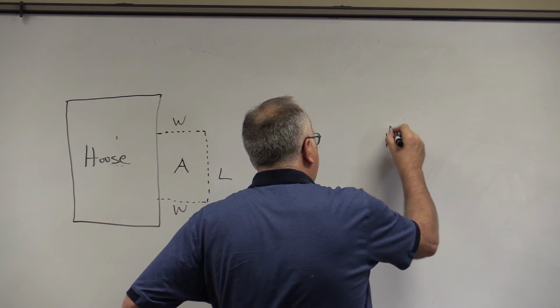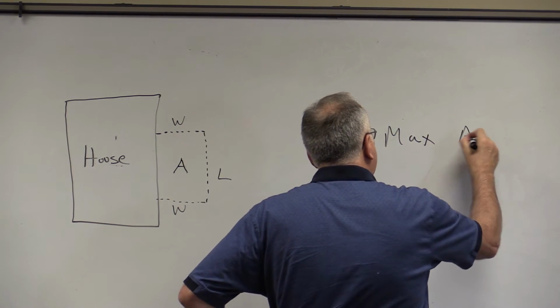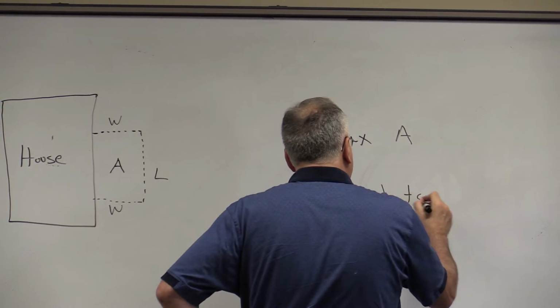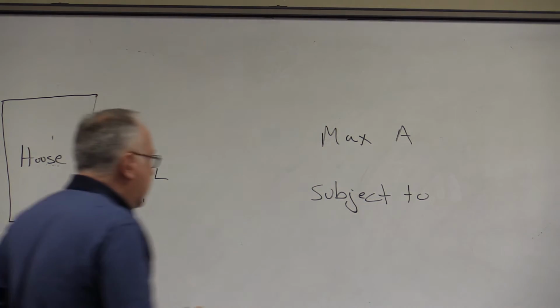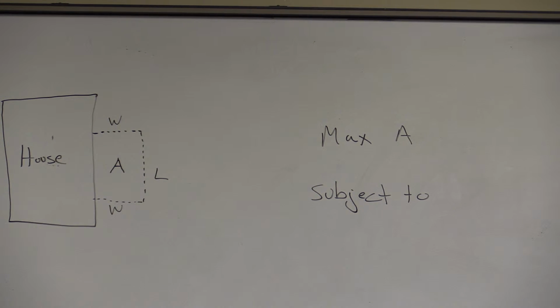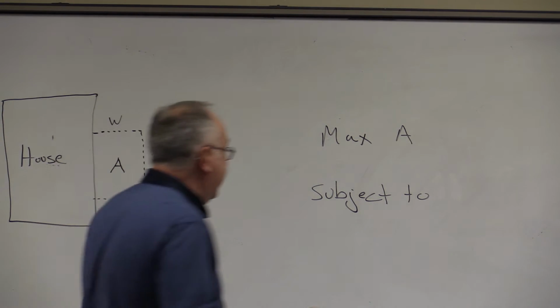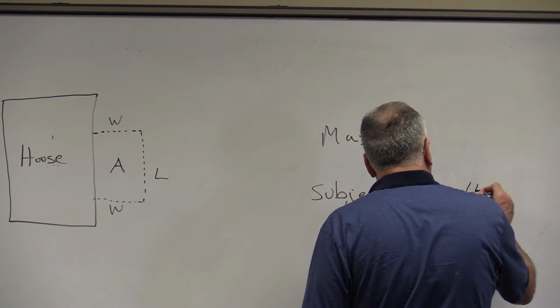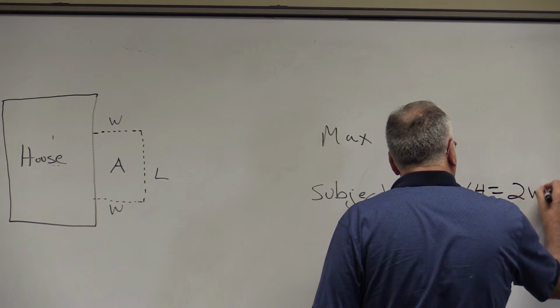You want to maximize area subject to the limitation that you have on fencing. If you have 64 feet of fencing, what is our constraint going to be? 2W plus L equals 64. Yes, that's very good. And Ian didn't even take 319, and he knew the answer right away. So our constraint here is 64 equal to 2W plus L.